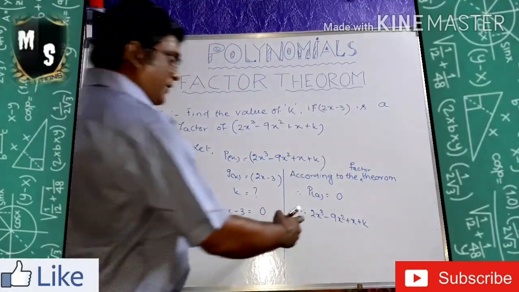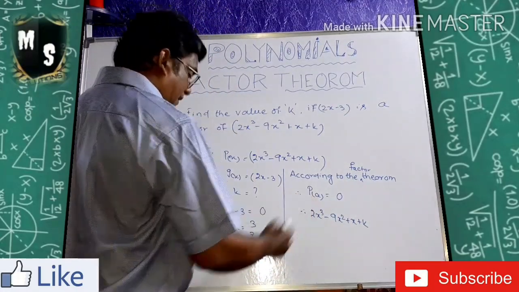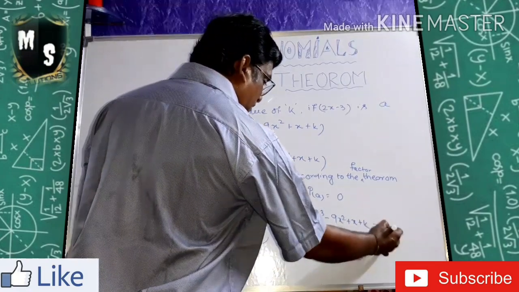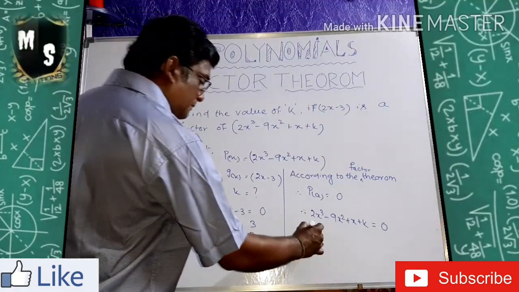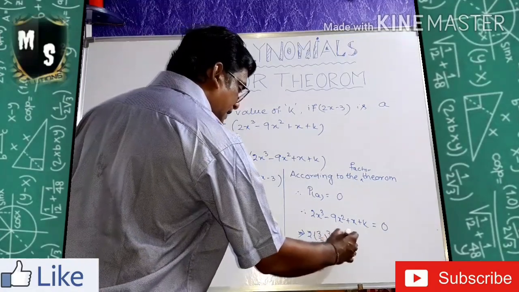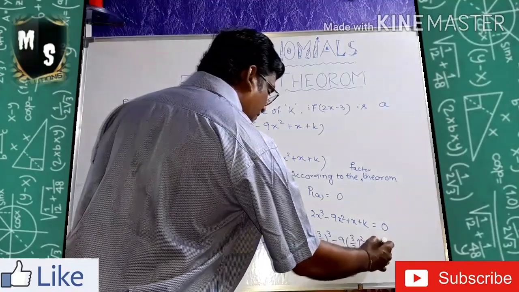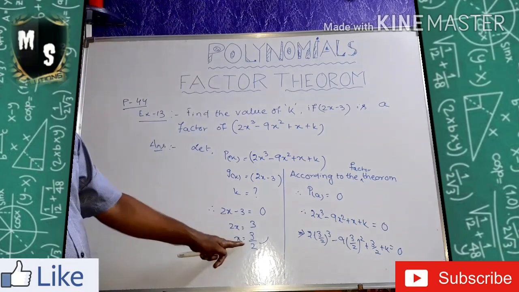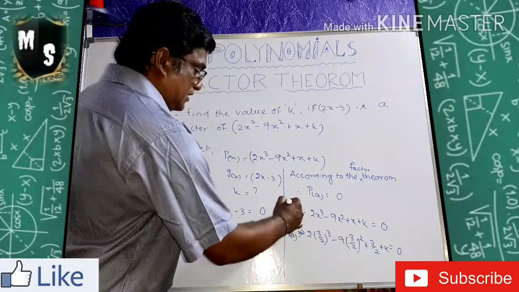That is P of x. Then what you are saying? P of a. So what is a? A is equal to 3 by 2. Now please try to see the value. That is equal to 0. Now I have to put the value of x. What is the value of x? 3 by 2. So 2 into 3 by 2 whole cube minus 9 into 3 by 2 whole square plus 3 by 2 plus k is equal to 0. So what you did? You put the value, this is P of a, after putting the value. This is P of x.